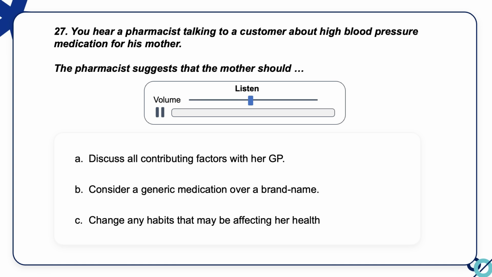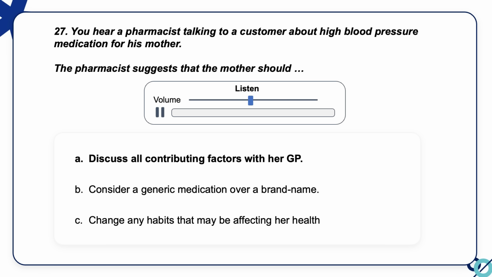Question 27, the pharmacist. The correct answer is A. Discuss all contributing factors with her GP. The pharmacist provides many factors, weight, diet, etc., and says the decision is complex and depends on what your mother's doctor has prescribed. The implication here is that she must return to the GP to sort through these factors.